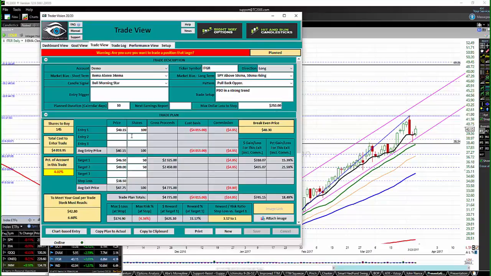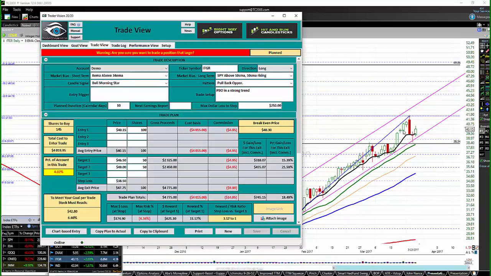At 100 shares for this particular demo account, that's 4% of the account. That's probably a little too much, but you'll do your own position sizing. We're looking at 15.4% to the first target, and 21.5% up here just below this level. So that gives us a very nice gain. Initially, we're looking at 4.3% risk versus that 15.5% gain. So that gives us the 3.5 to 1. So that's a very nice trade, and that's something you should look at.